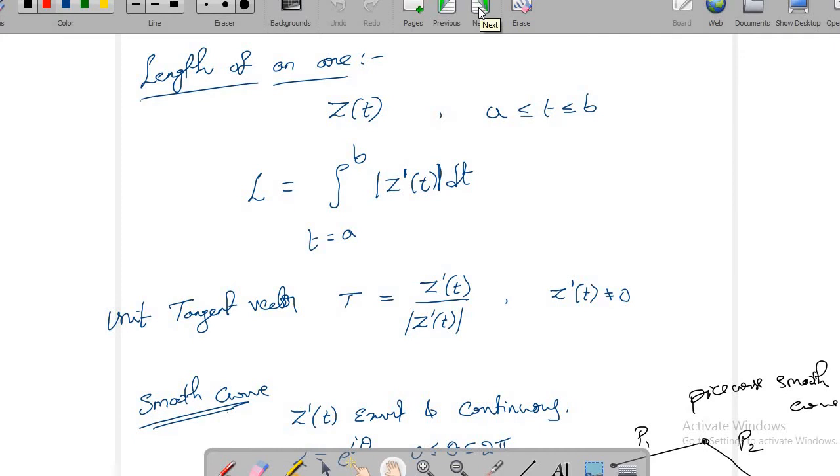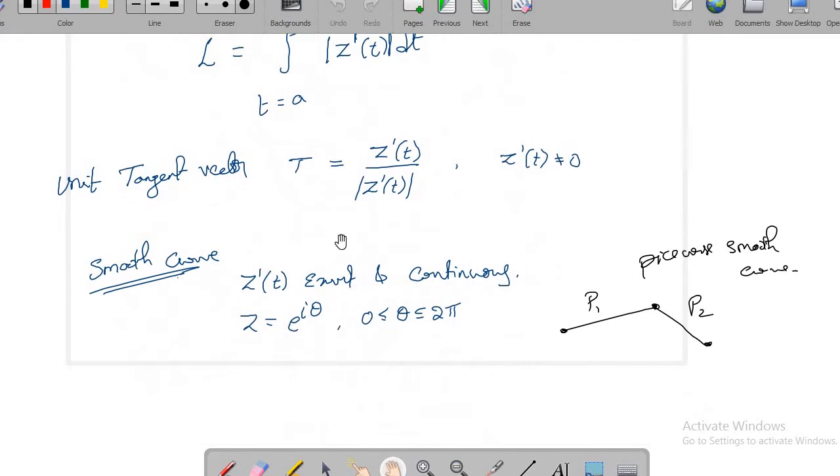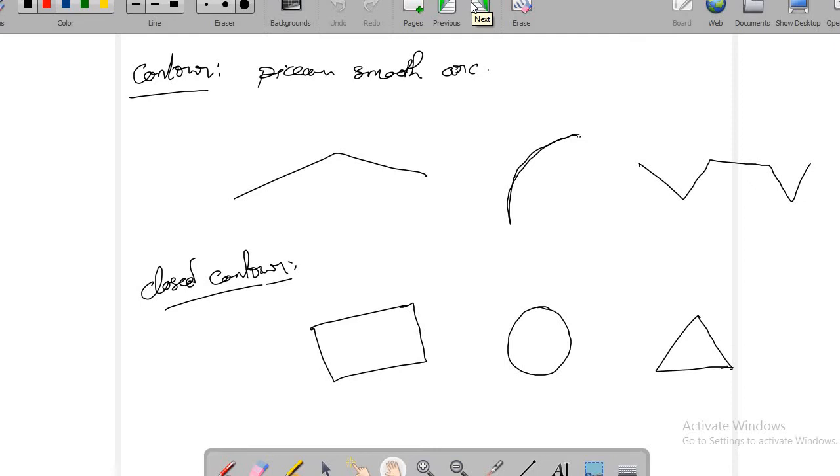And then we saw the formula for the length of an arc, and we saw how to define a unit tangent vector. Then we saw what a smooth curve is. When do you say a complex curve is smooth? And then we saw what contours are. A contour is nothing but a piecewise smooth arc. It means it need not be smooth totally, but you can have some pieces. Each piece is smooth and they are connected end to end. That's what a contour is.